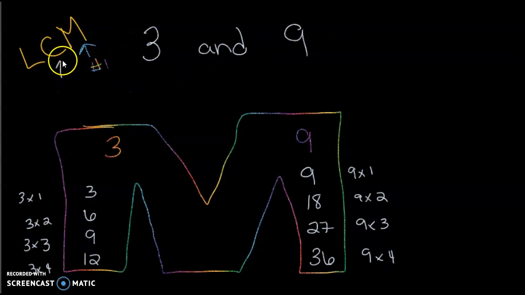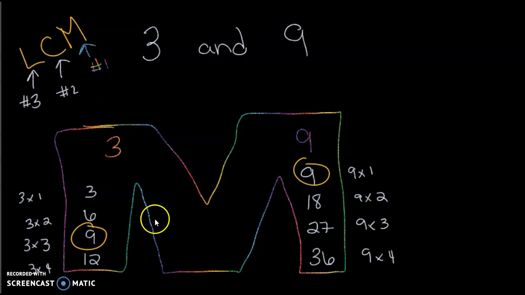Sweet. Now let's see which ones they have in common. This is step number 2. They have 9 in common. That's both in their list. And what's super cool is it happens to be the least one, so we can think of it as the first one that they have in common. So your final answer for LCM of 3 and 9 is 9. It's their least common multiple.